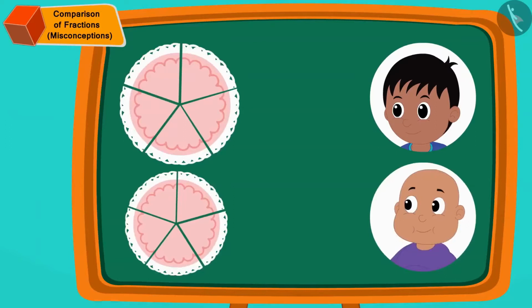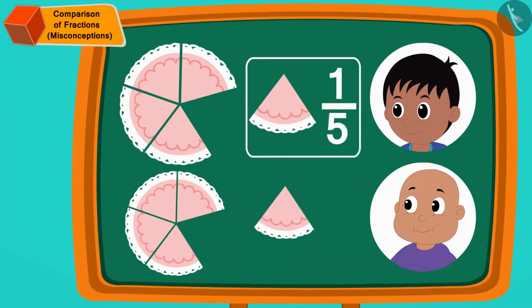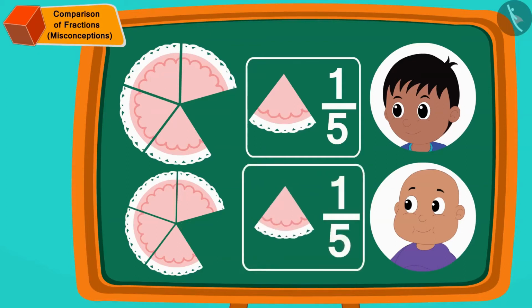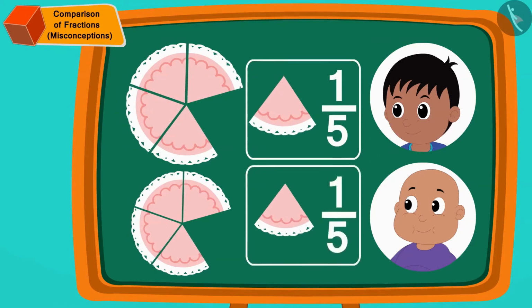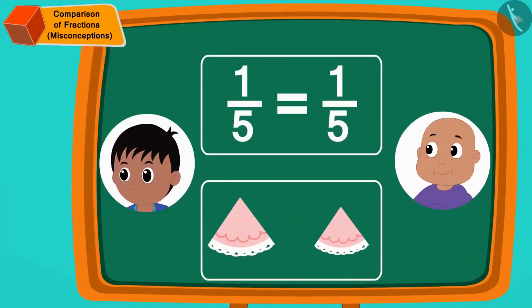Raju got 1 piece out of 5 equal pieces of Appu's cake. Hence, Raju got 1/5 part of Appu's cake. Bablu got 1 piece out of 5 equal pieces of Chanda's cake. So, Bablu got 1/5 part of Chanda's cake. The fractions of the cake that Raju and Bablu got are the same. But, is the amount of cake they got also the same?